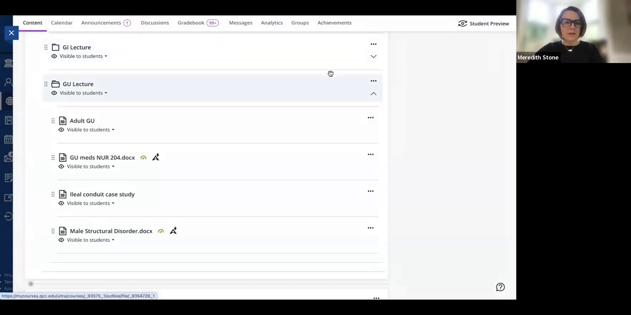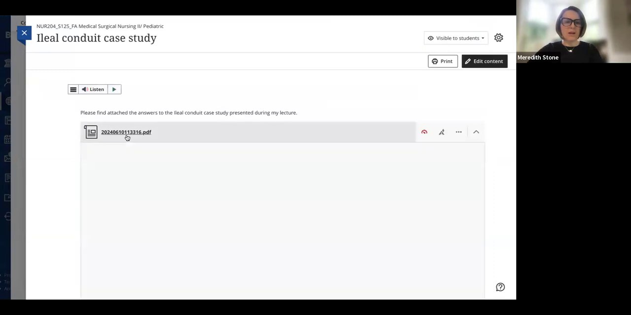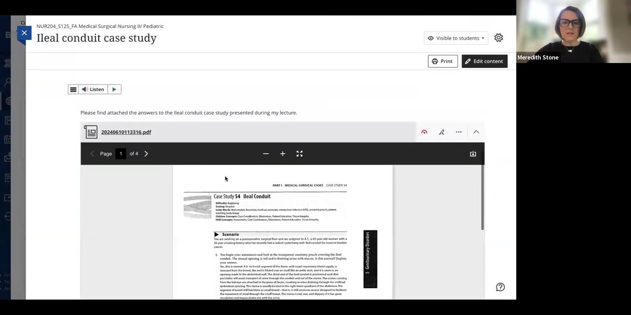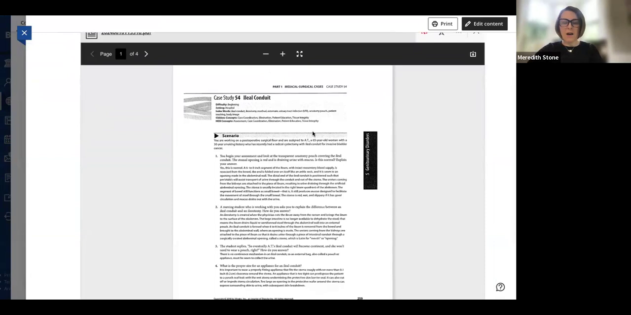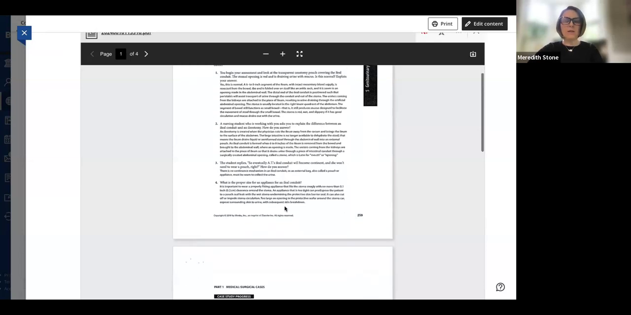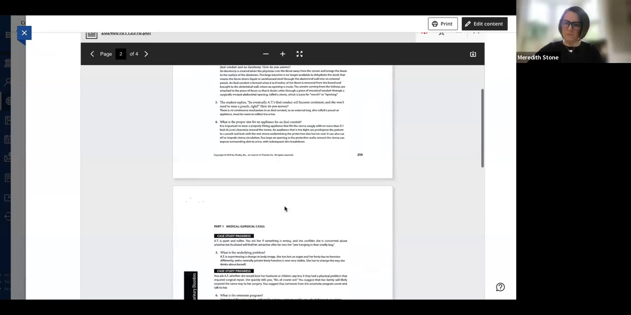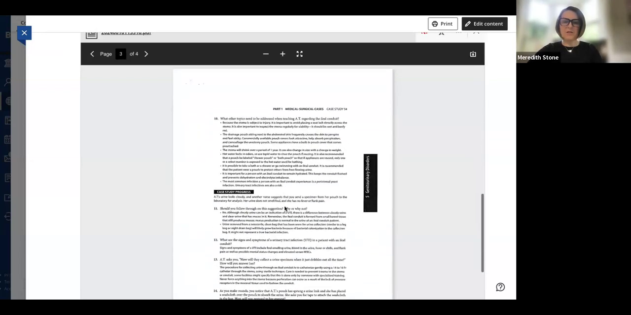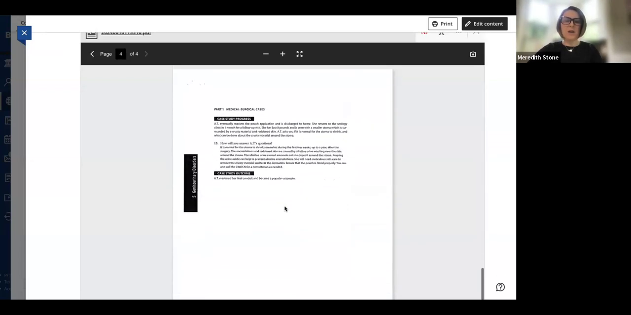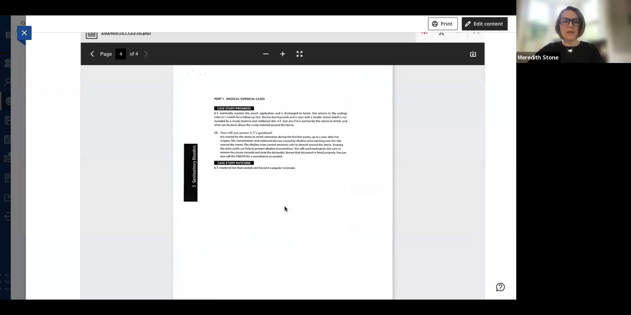Okay. Next thing I want to show you is another interactive activity we would have done in class. This is a case study from a case study book that you do not have. But this ileal conduit case study is excellent. To cut to the chase, I gave you the answers to the case study. But if you want to, go through and figure it out for yourself. Just don't look at the answers when you are going through. Otherwise, I would take a look at this.